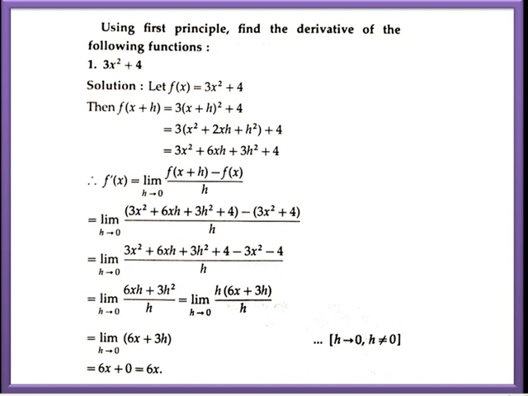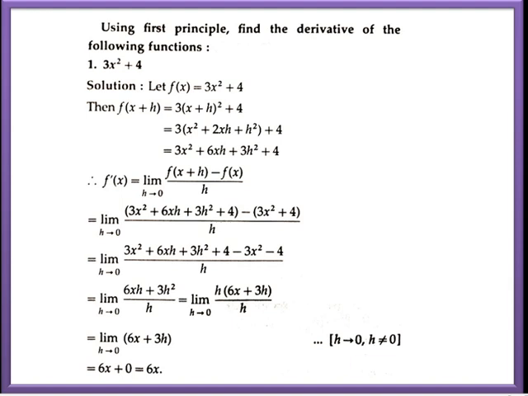Okay, now we are in a position to solve sums on derivatives. Using first principle, find the derivative of the following functions. The first one, 3x square plus 4. Let f of x be 3x square plus 4. So what is f of x plus h? It is 3 into x plus h square plus 4.